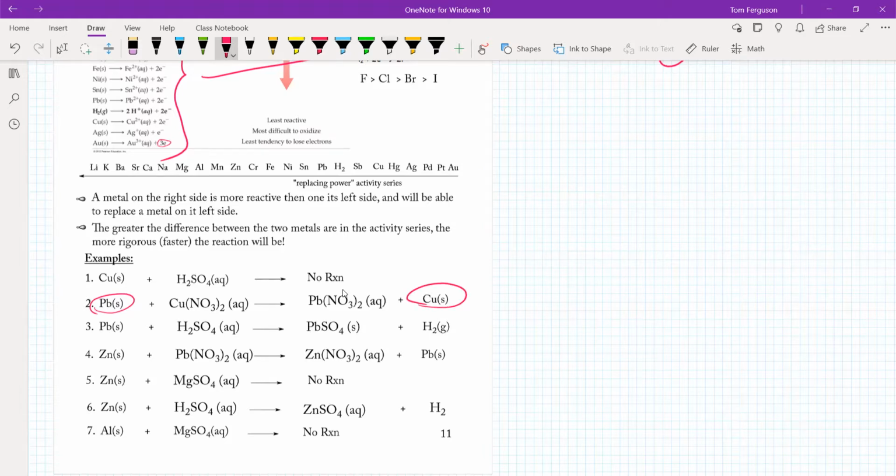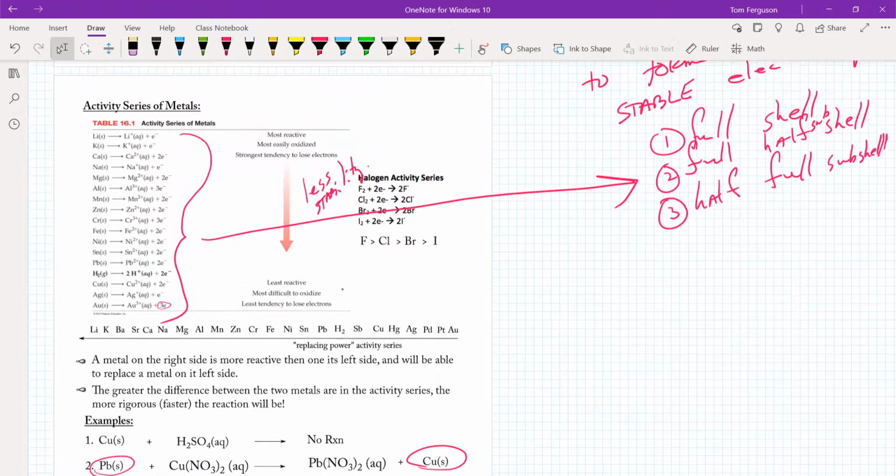Let's look at lead and copper here. Here's copper, and here is lead. What this says is lead becomes more stable. Remember, the higher on here, the more stable it is. So lead will become more stable by losing electrons than copper will be.